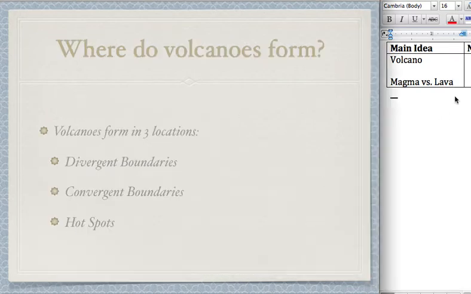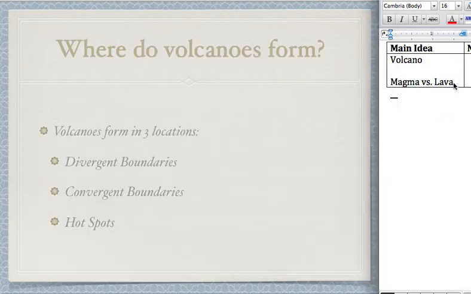And where do volcanoes form? This is what we're going to spend most of the time on tonight. We're looking at 3 different locations where volcanoes can form. They can form at divergent boundaries, convergent boundaries, or something new called a hotspot. So we've learned a little bit about these two before, and we're going to add in this third thing tonight.